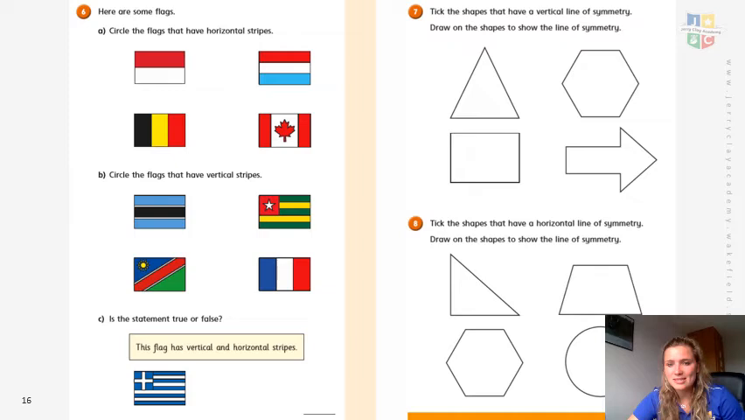And for number 8, you're going to tick the horizontal line of symmetry and draw on the shapes where this line of symmetry is. So for 7 and 8, you're finding the horizontal and the vertical lines of symmetry, obviously reading the question carefully and drawing these on.